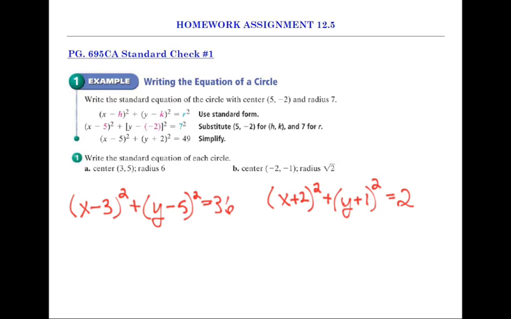For the next one I just have to be careful with my subtraction. Subtracting a negative. So if I was to put a negative 2 in there and subtract it, that's where my plus 2 comes from. Same thing with the plus 1. And then the square root of 2 squared is 2. So those are my two equations.